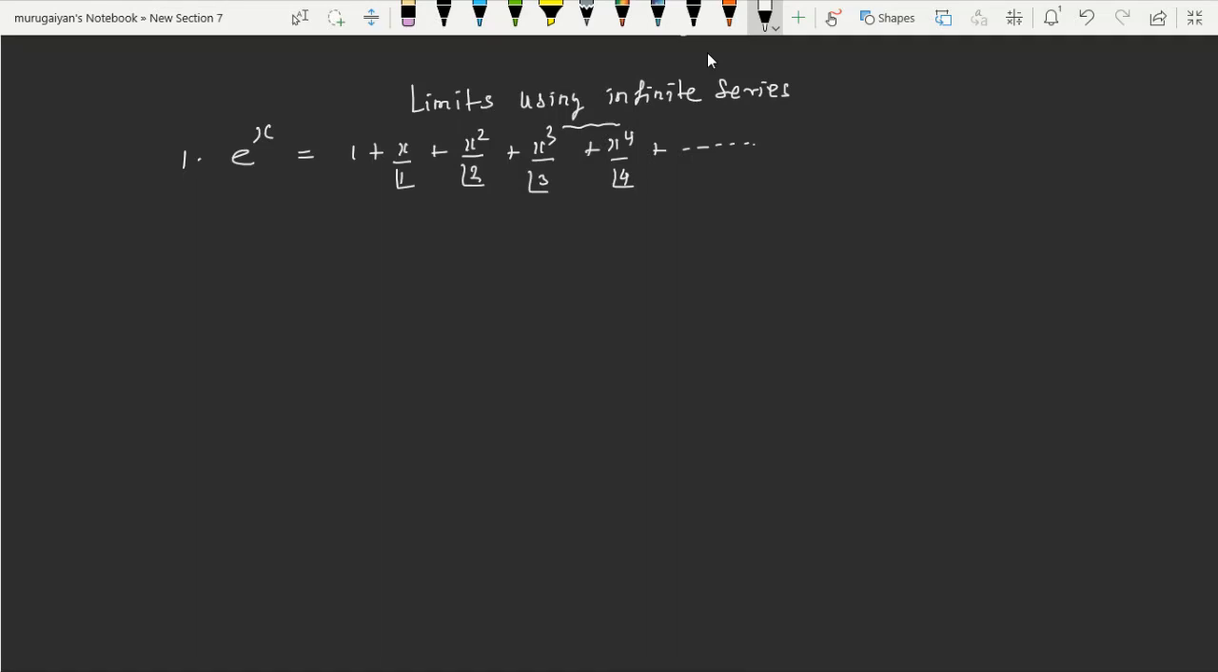Okay, from this series alone we can derive the standard form. What is the standard form? Make note of it. E power x, the 1 is brought to the left side. The rest of the terms, x by 1 factorial, x square by 2 factorial and so on, are then divided by x, also an infinite series. So e power x minus 1 by x is an infinite series: first term 1 by 1 factorial, second term x by 2 factorial, next x square by 3 factorial, keep going.